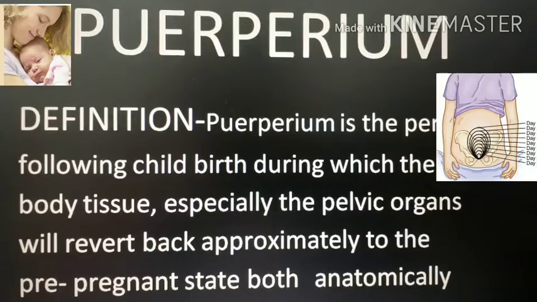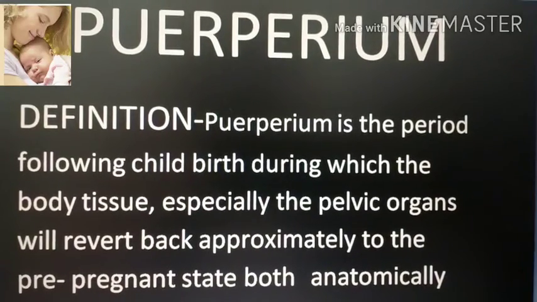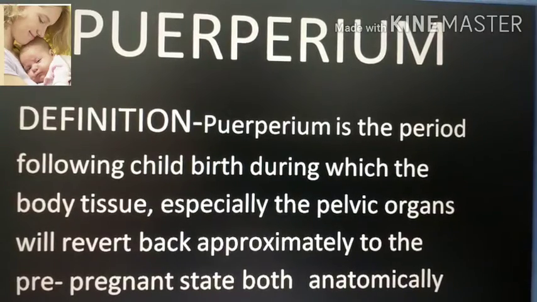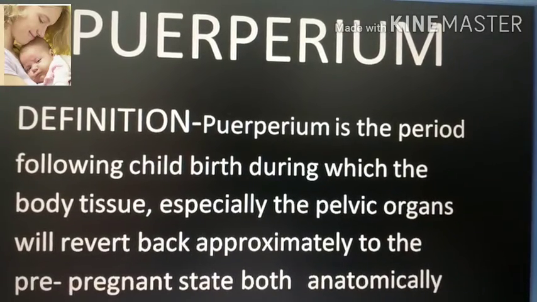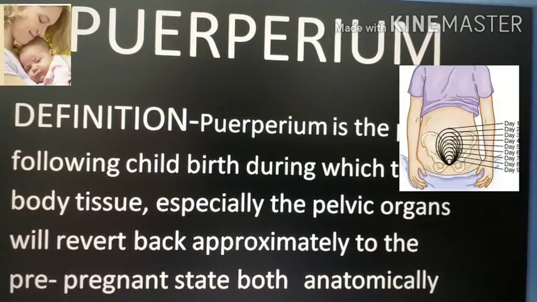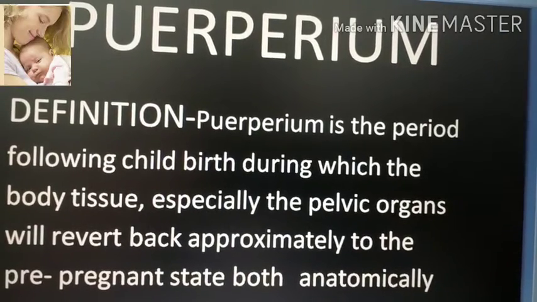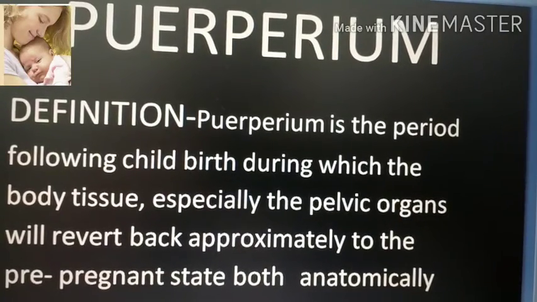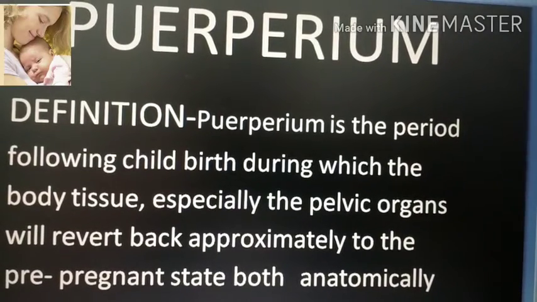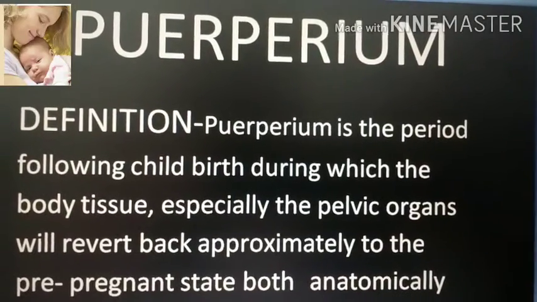According to the definition, puerperium is the period following childbirth. Soon after the expulsion of the placenta, the period of puerperium begins. During this period, the body tissues, mainly the pelvic organs, will revert back approximately to their pre-pregnant state, both anatomically and physiologically. The word approximately is used because it will not completely revert back to its virgin state. There will be some difference.